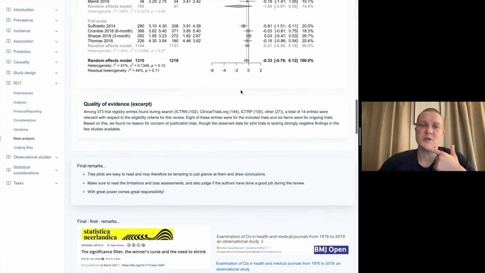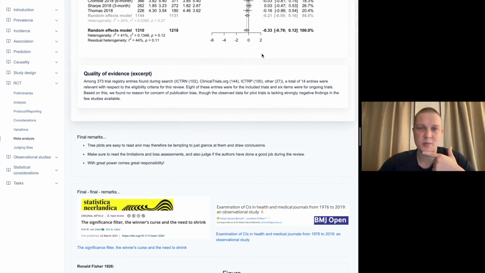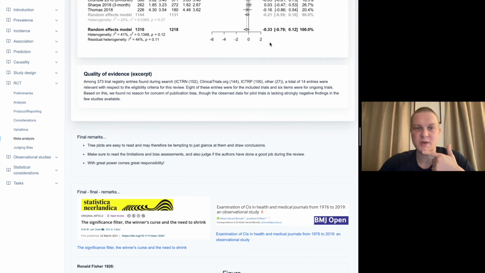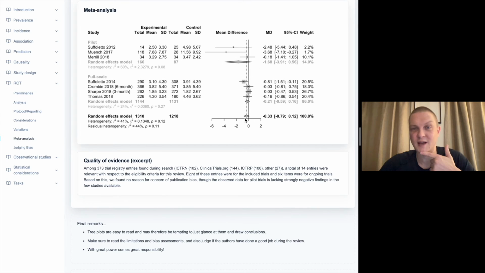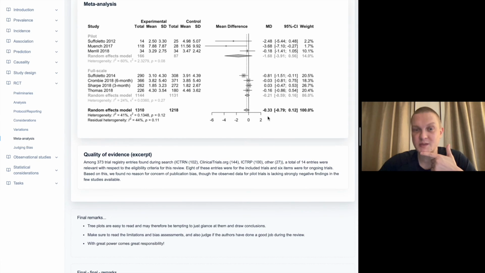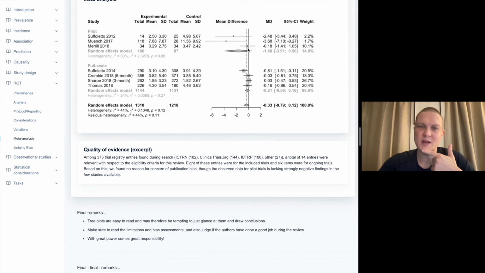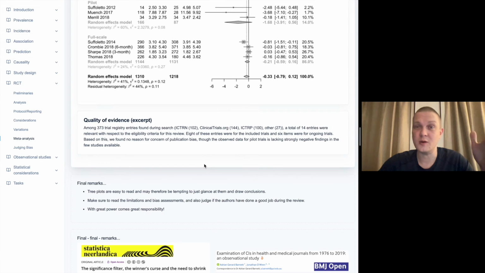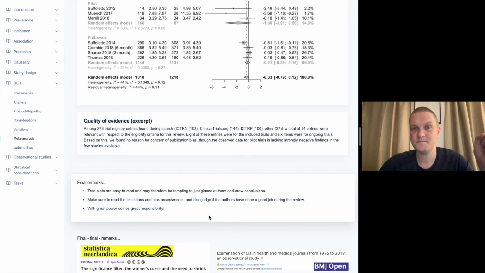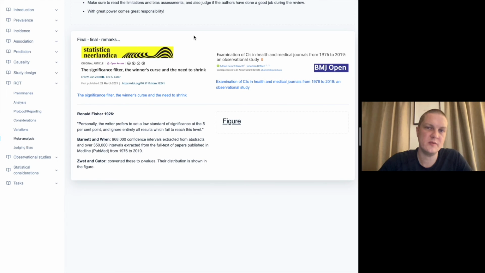A few final remarks when it comes to meta-analyses. Forest plots like these are easy to read, and it might be tempting to open a systematic review and just scroll down to this, because they are very informative. But you need to really understand the whole meta-analysis, the whole systematic review, how it was conducted, in order to understand the findings. So make sure you read all the limitations and all of those things, because with great power comes great responsibility.